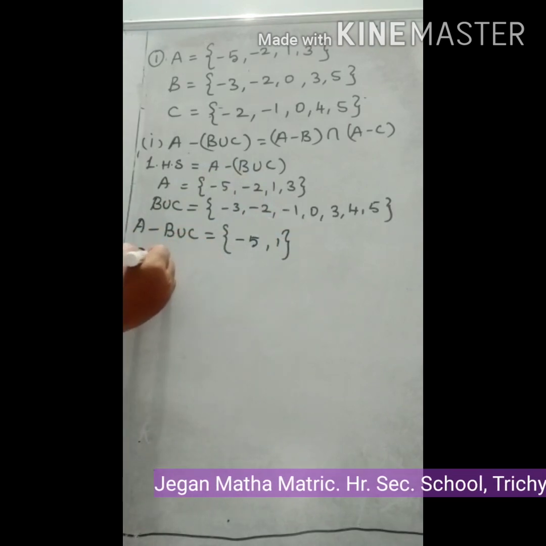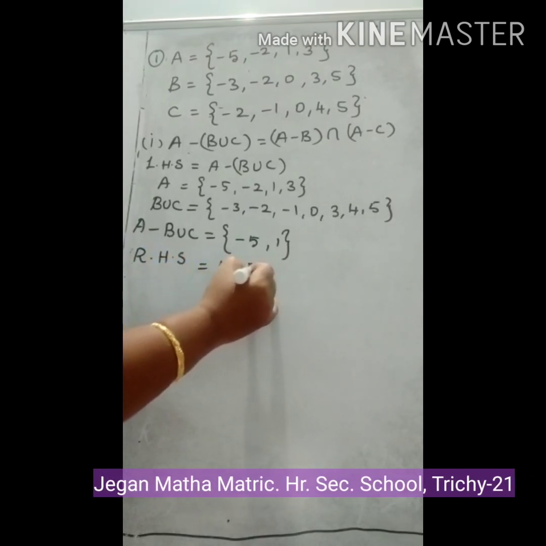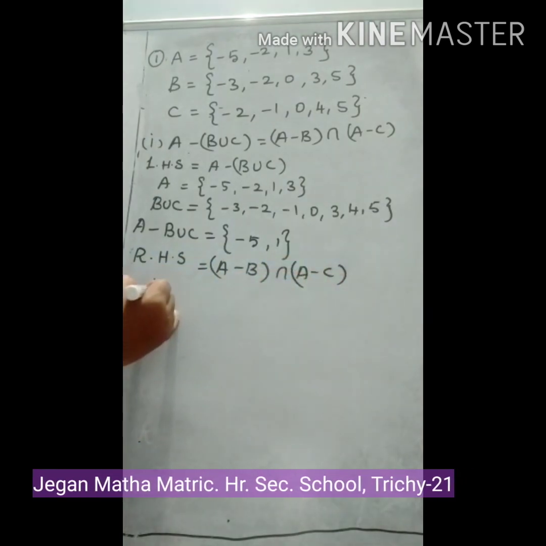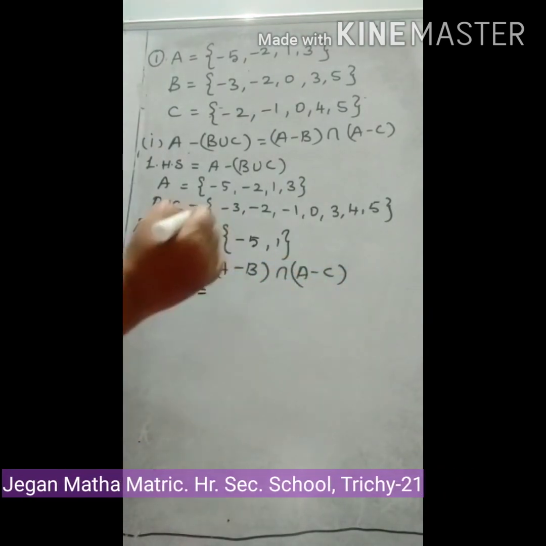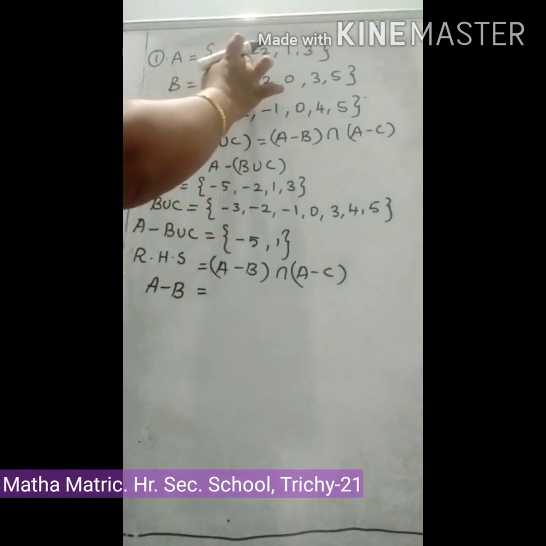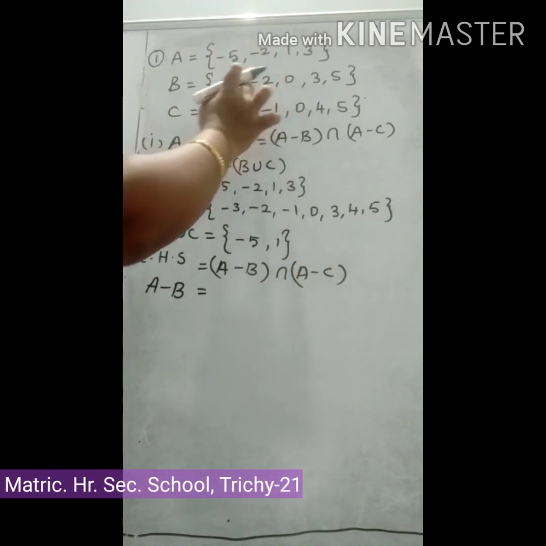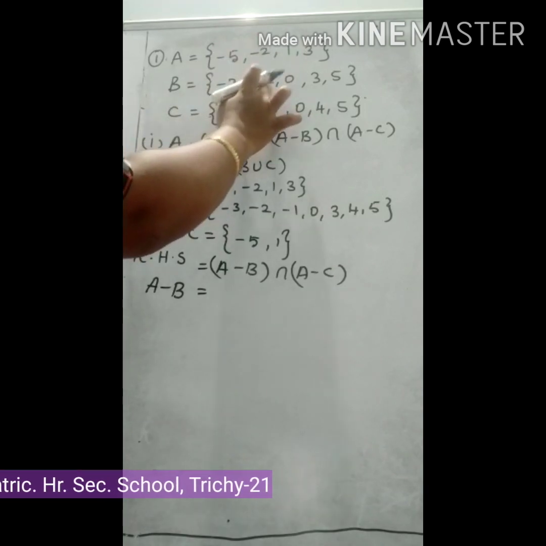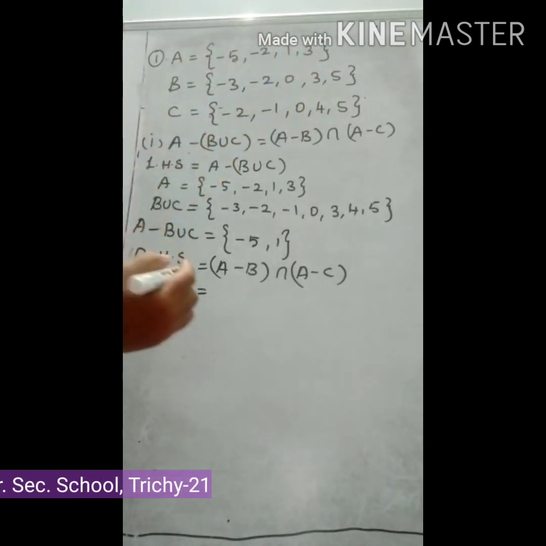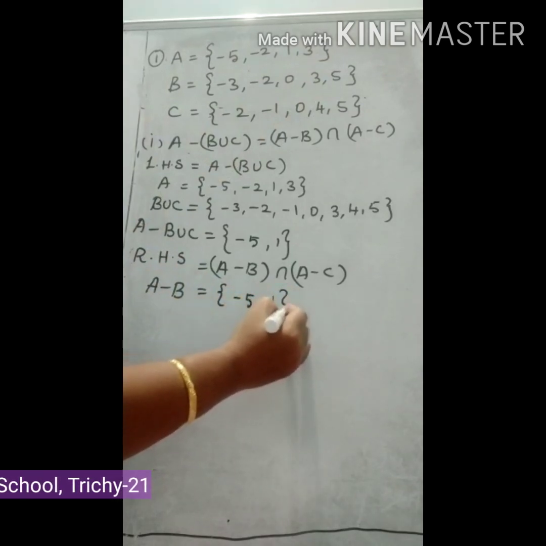Next RHS. What is RHS? RHS is equal to A minus B intersection A minus C. So first consider A minus B. A minus B means A difference B. You have to take the common elements of A and B. What is the common element? Minus 2 is there, 3 is there. So, except the two elements, you have to take the remaining elements in A. So, A difference B is {minus 5, 1}.